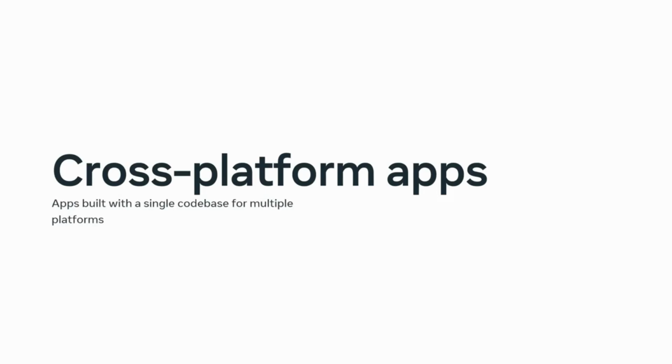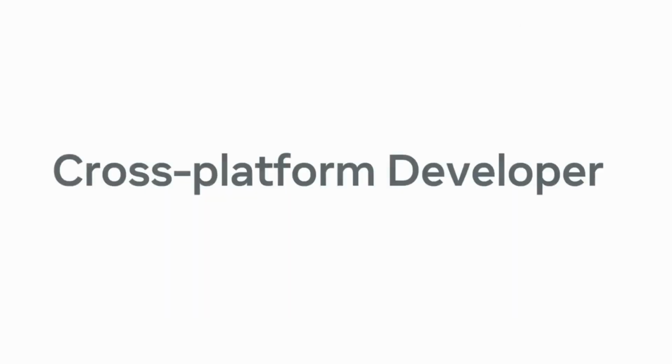Cross-platform native mobile apps are apps that are built with a single code base for multiple platforms. This means you can maintain one code base and build both native iOS and native Android apps at the same time. You are then called a cross-platform mobile developer instead of an iOS or Android developer.